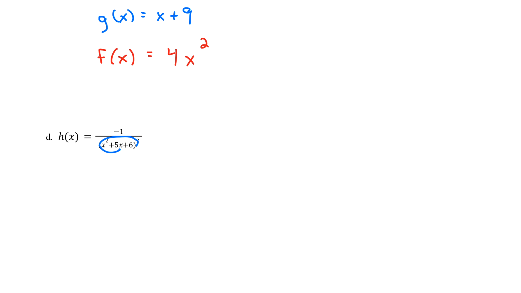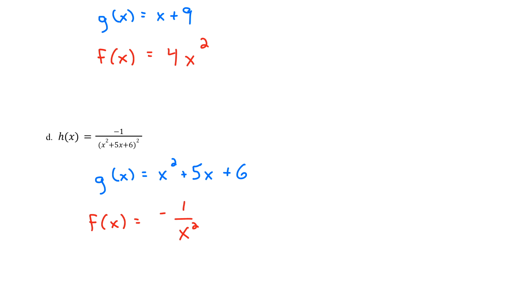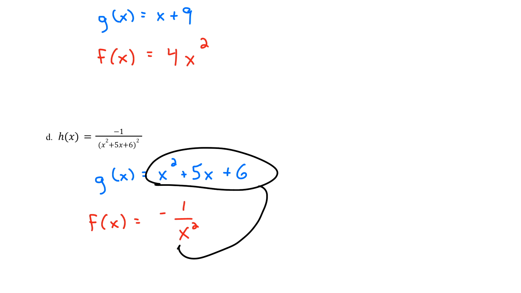Here, I see these parentheses again. I think that's going to be really helpful in identifying what your inside function and what your outside function should be. Your inside function, g of x, should be x squared plus 5x plus 6. And then our outside function would be f of x equals -1 divided by x squared. Again, we can check our answer. If we were to take x squared plus 5x plus 6, plug that in for x, we should end up with exactly the same function that we started with.